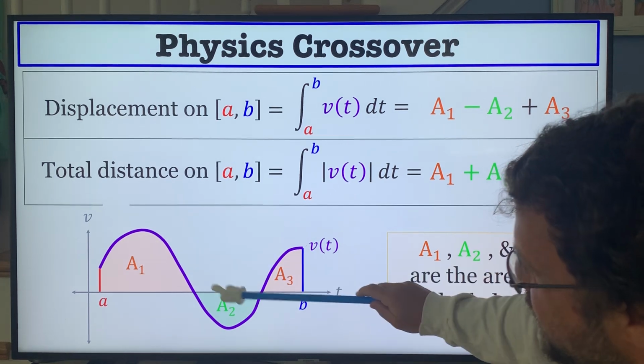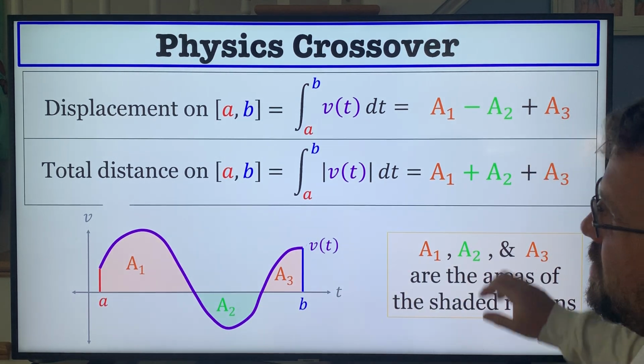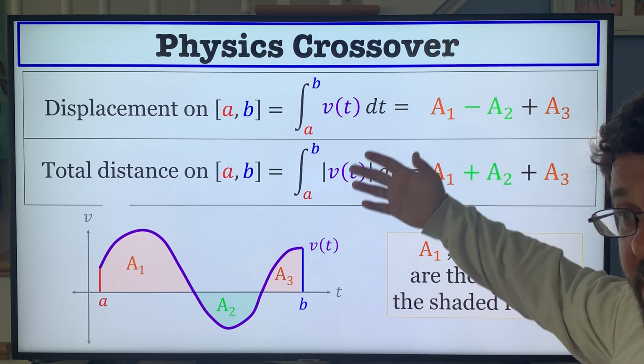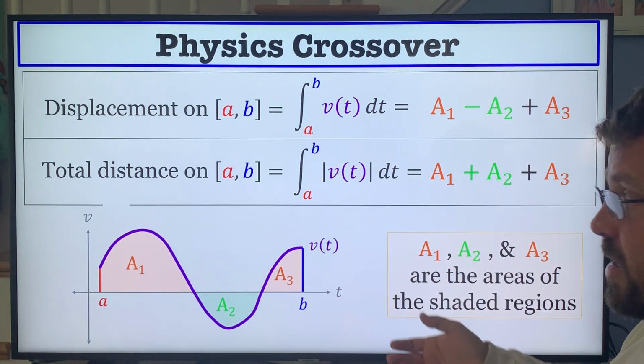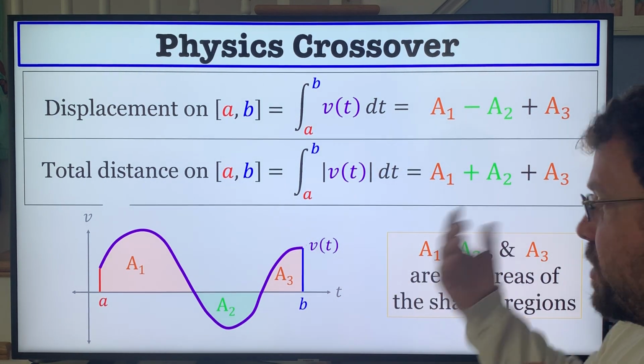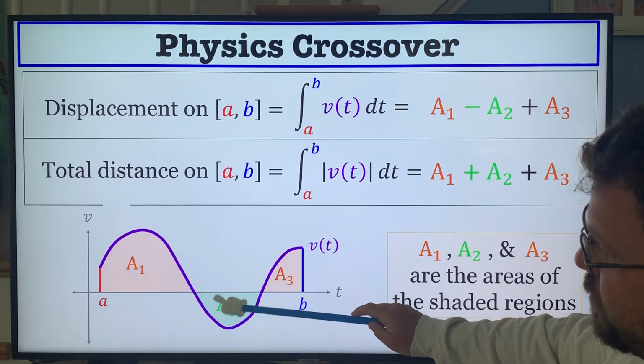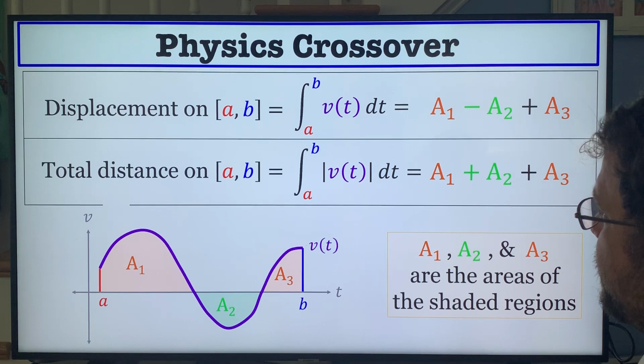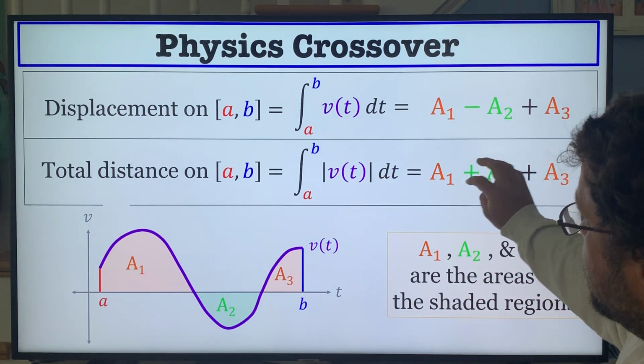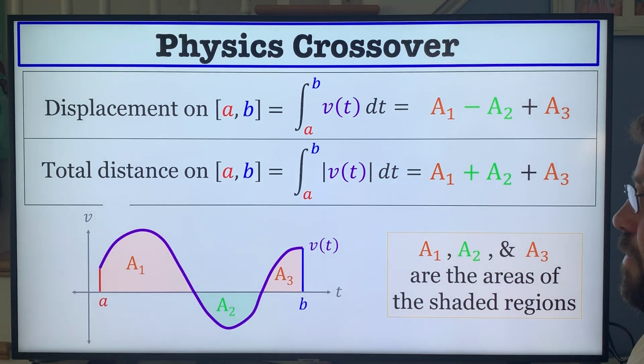So I add all the areas together. I count this, I count all this, and then I count all that. So displacement is the actual amount of area you have. Total distance is you're adding them all together. The A's are obviously the shaded area. This green one's negative, but when you do total distance, you would just take the absolute value of that, so you would add it.